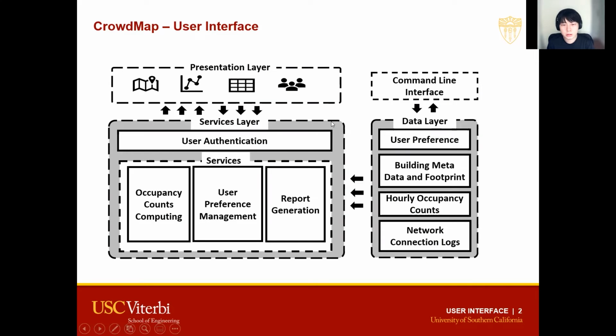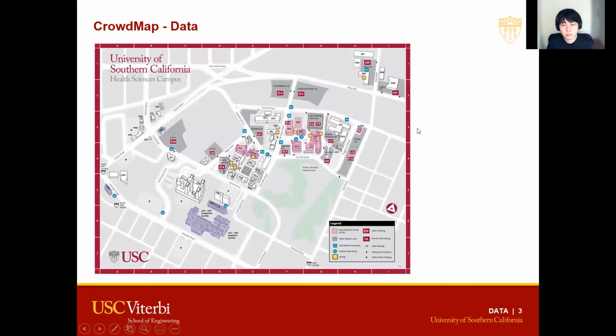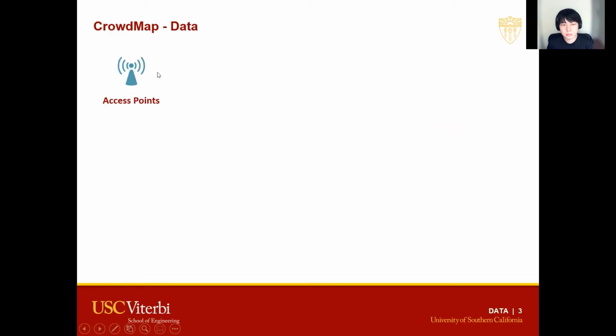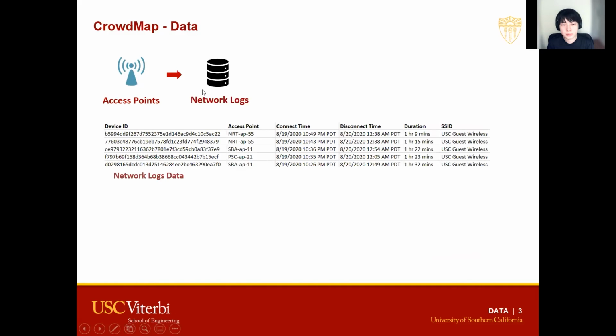After showing our user interface, let's introduce our data and backend services. As we said before, the idea of CrowdMap is we use Wi-Fi connections from access points inside every floor and every building on campus to represent campus occupancy data. Every connection to the access points of every building every day is collected by the USC ITS team to build a network logs file. This file contains device ID, the access point this device connects to, connection time, disconnection time, and duration.